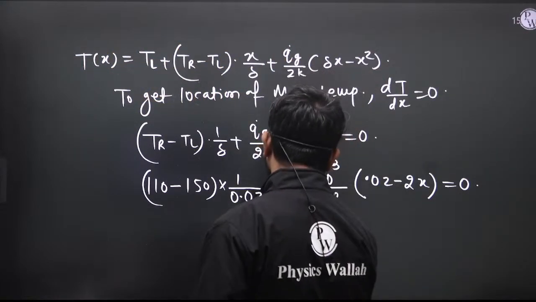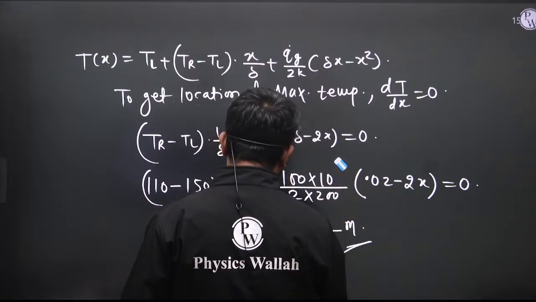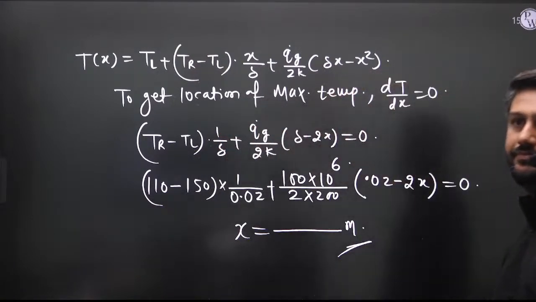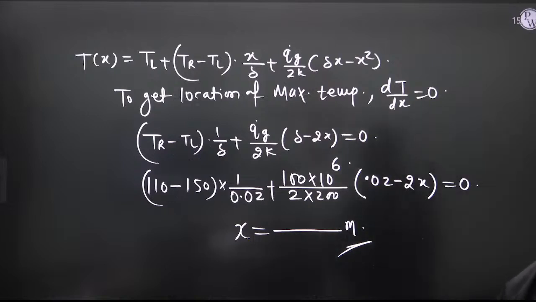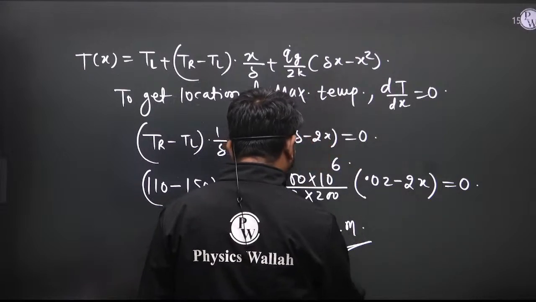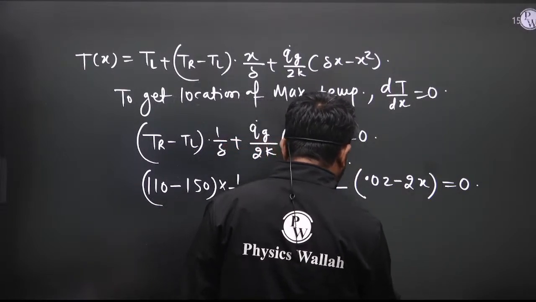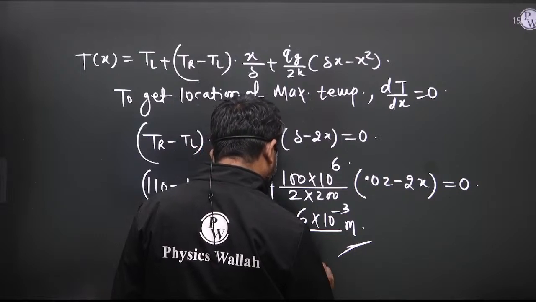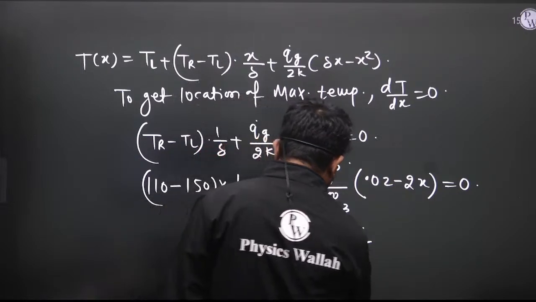Yes, this is 10 to the power 6, megawatt. 10 to the power 6. The correct answer is 6 into 10 to the power minus 3 meters. So x is equal to 6 mm.